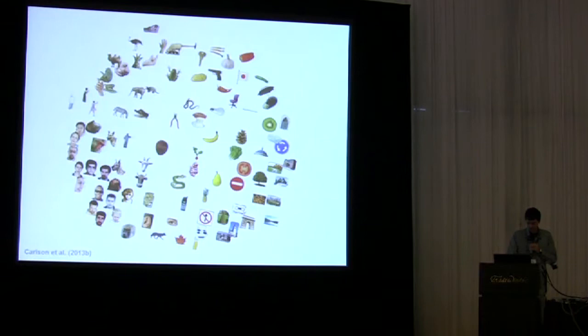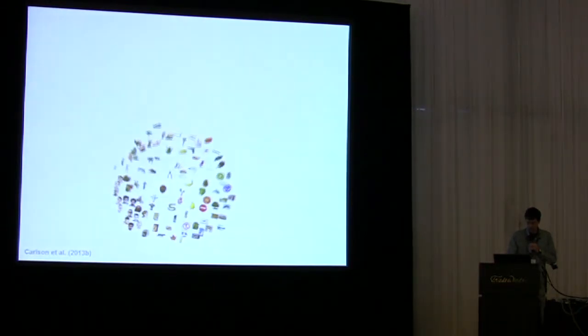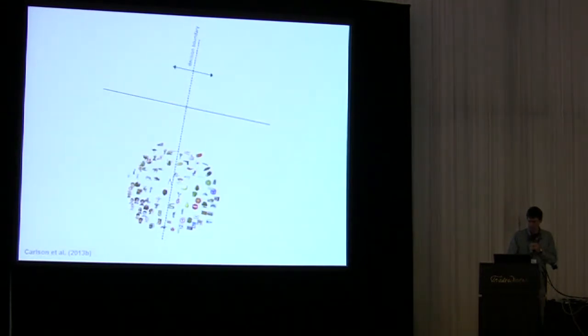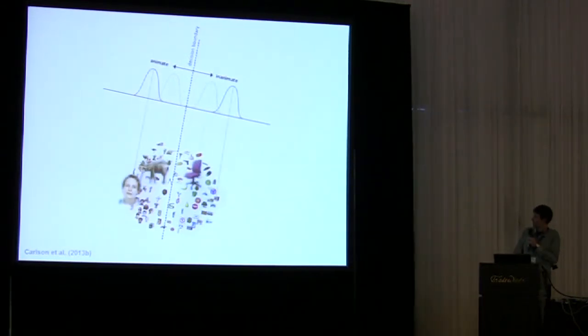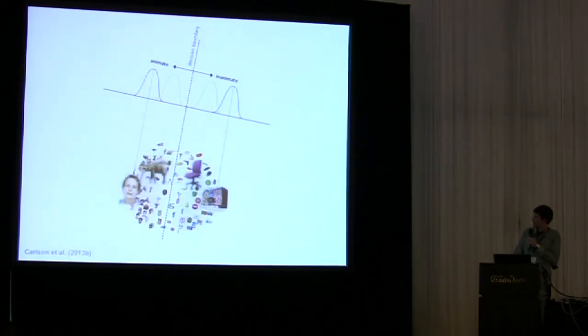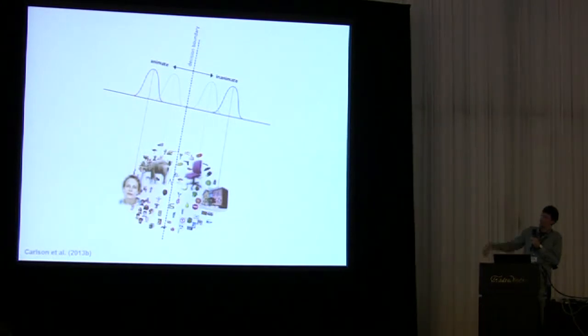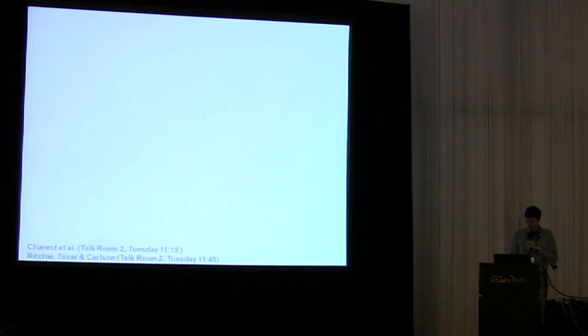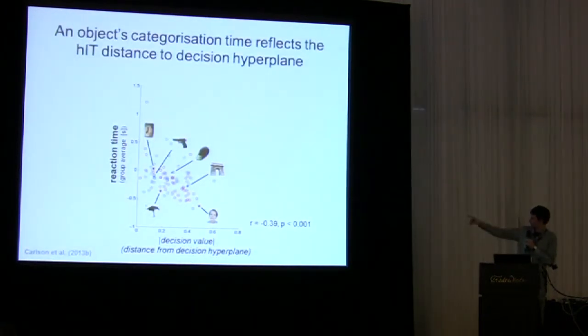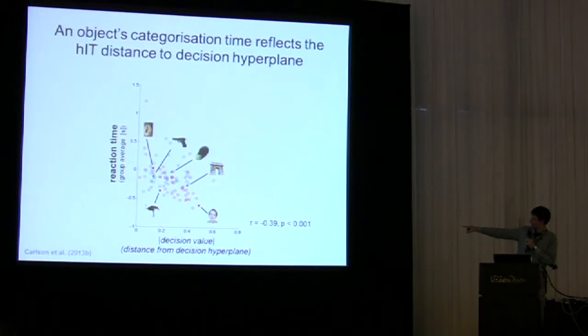In my lab. The first study on this was again by Tom Carlson, where he looked at this representational geometry, fit an SVM linear classifier, and then projected all of these images onto this discriminant dimension, and then argued that if they're far away from the boundary, there might be a stronger signal for doing this categorization, animate versus inanimate, and so subjects might be faster to respond. And he found that that's actually true, so there's this negative correlation between the absolute decision value and the reaction time.